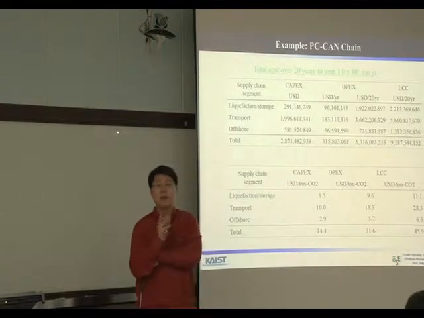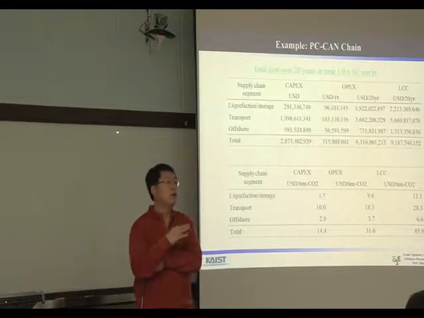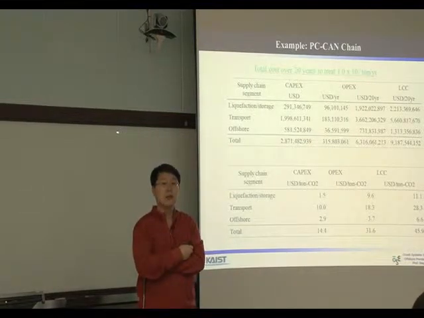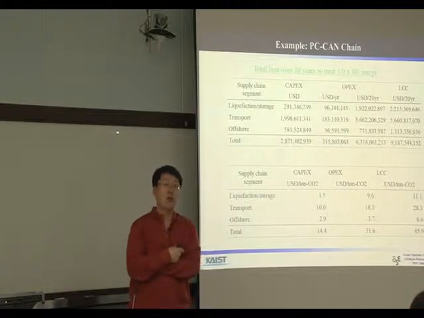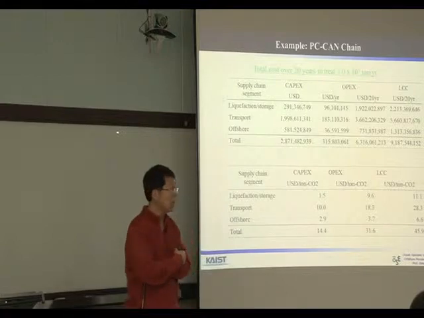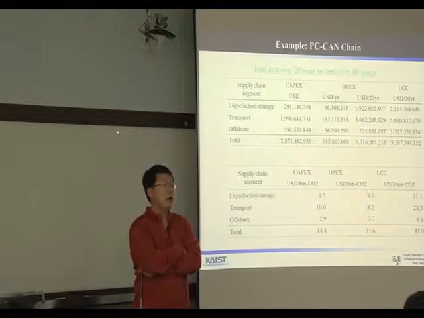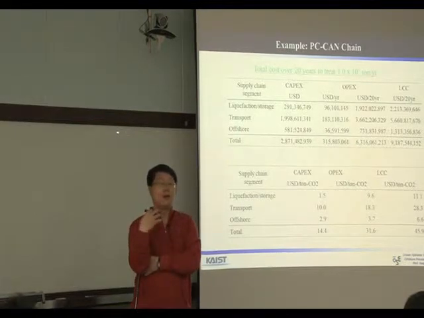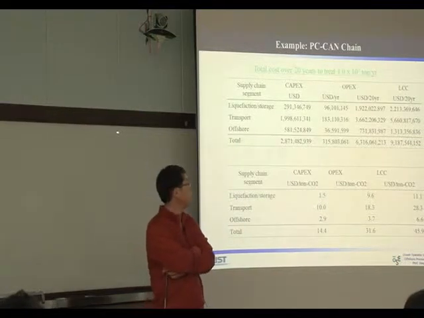Over the whole CCS chain, the student did not consider the separation process. So if we assume that the separation process requires an LCC of about $20 per ton, we can say that we need about $70 to separate, liquefy, transport, and inject 1 ton of CO2.